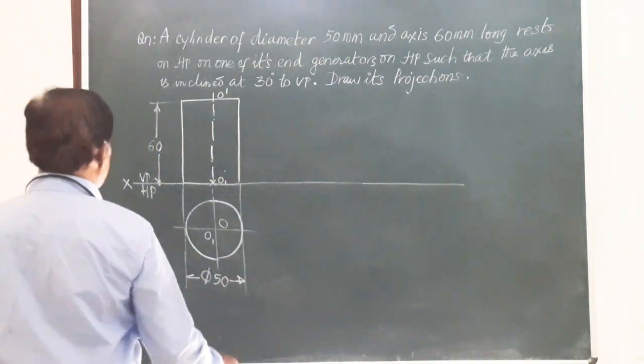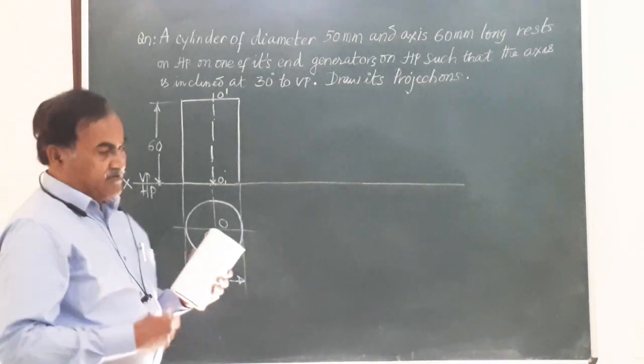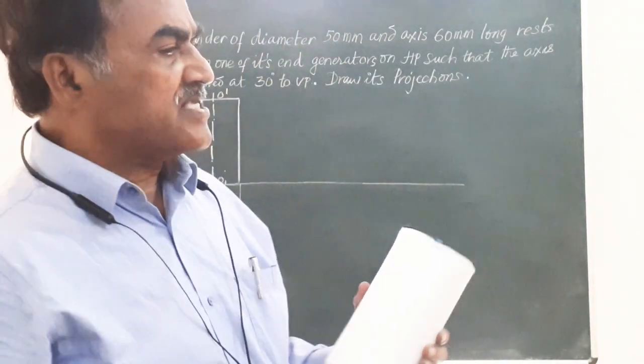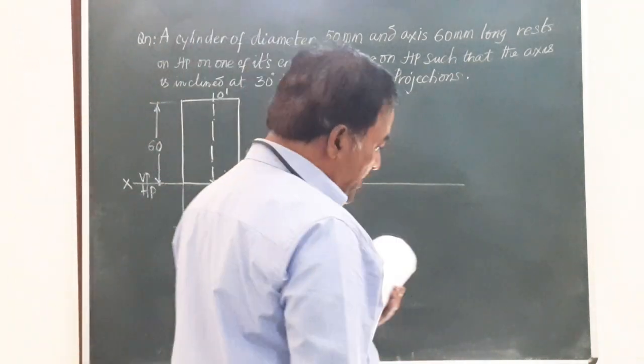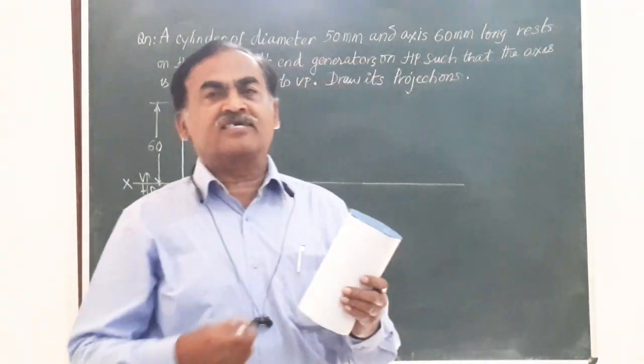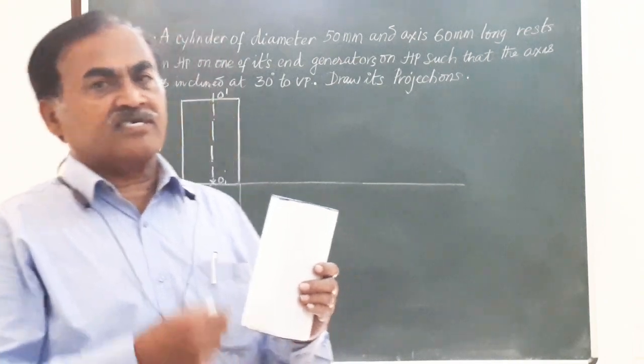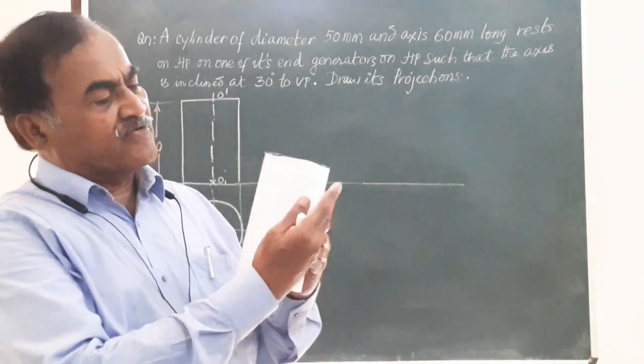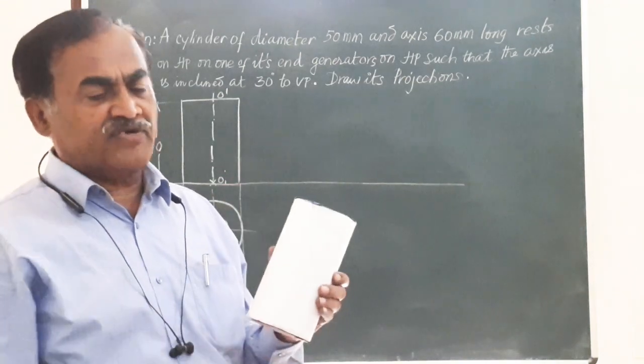Before that, let me mark these points, and before that, let me have a small discussion about these. In case of cylinders and cones, we do not have any vertical edges or slant edges. We have a curved periphery, a curved surface connecting the top and bottom surfaces.